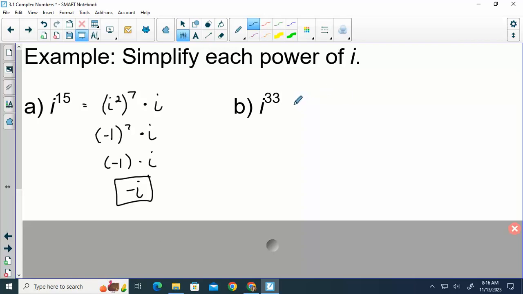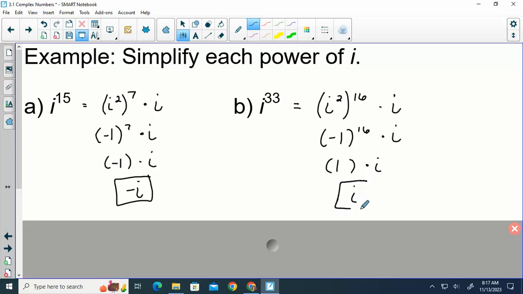B, i to the 33rd power. So how many groups of 2 can we make? 16 times 2 is 32. We need 33, so there is 1 i remaining. So i squared is negative 1. Negative 1 to the 16th. We have a positive 1 times i, which gives us i.